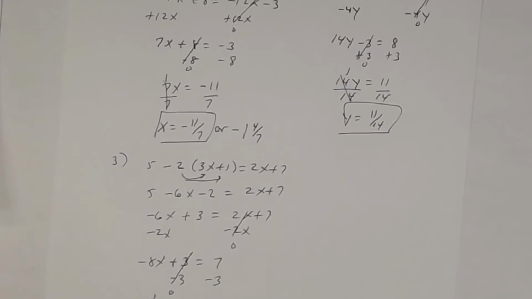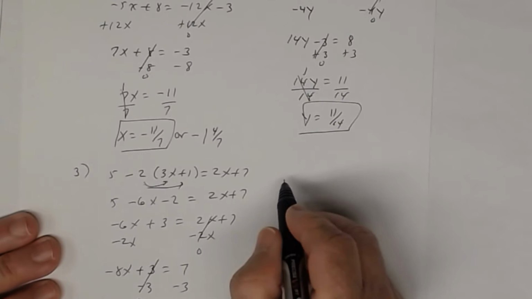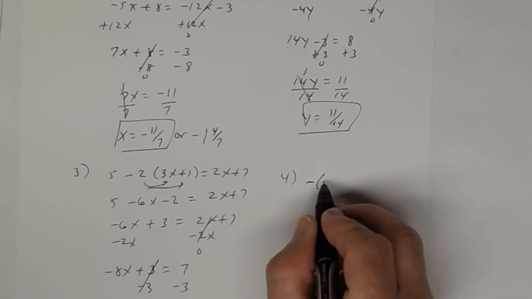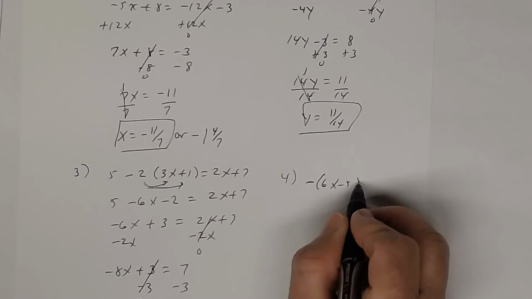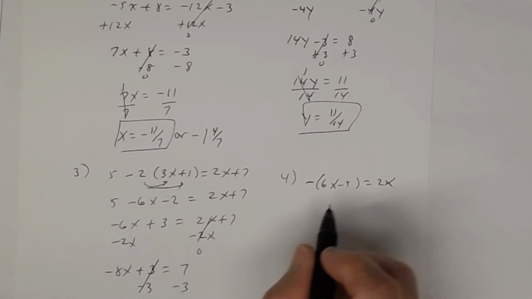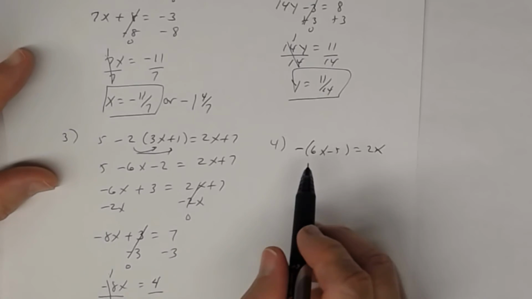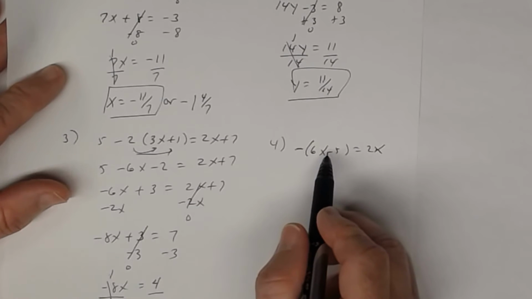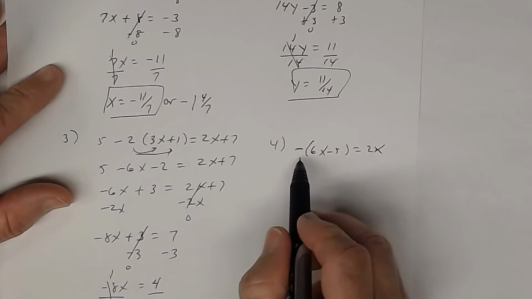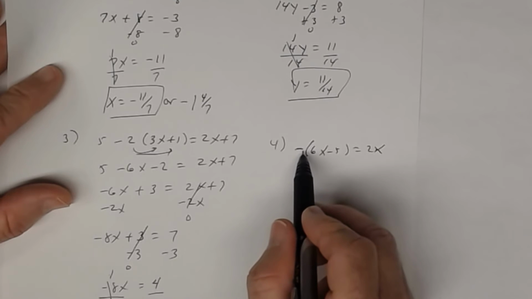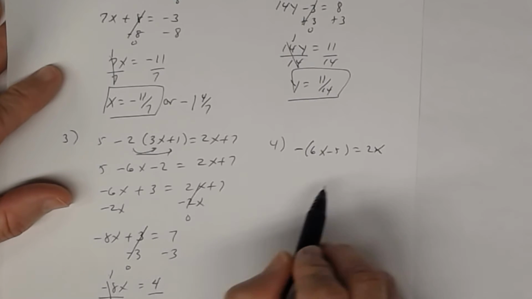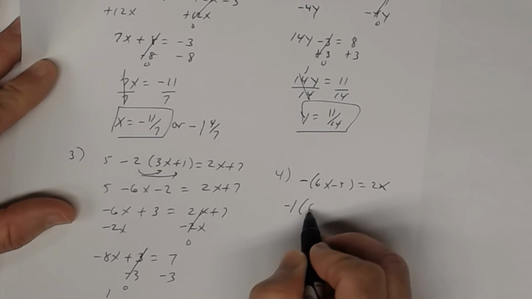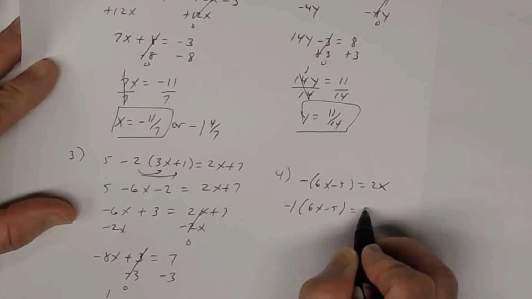So let's look at number 4. So in number 4, I'm going to put number 4 here. Number 4, I have this. It looks like this. And you can read this in a couple ways. You can say the opposite of 6x minus 5 equals 2x. Or you can think of this as a -1 times (6x minus 5) equals 2x.